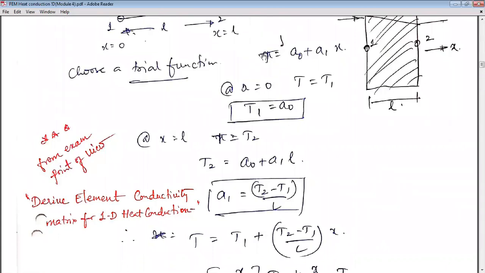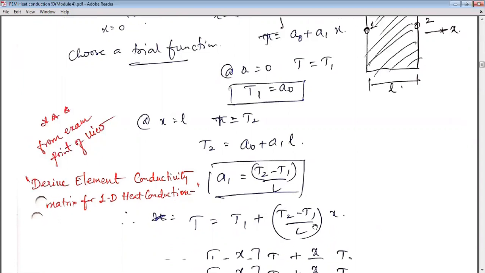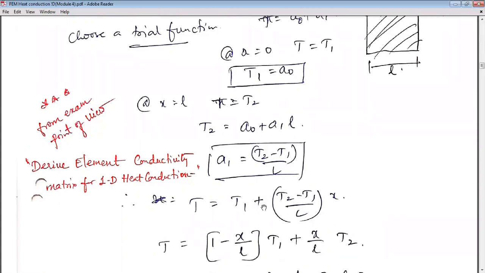So T is equal to a0, which is T1, plus a1, which is (T2 minus T1) by L, into x. You will be getting this expression. Now just rearrange the terms. Look at this, I've marked it in red pen. From the exam point of view, this is a famous question: derive the element conductivity matrix of 1D heat conduction. You have to practice this expression: T is equal to T1 plus (T2 minus T1) by L into x. Rearrange the terms, the x term being a term-wise multiplication.